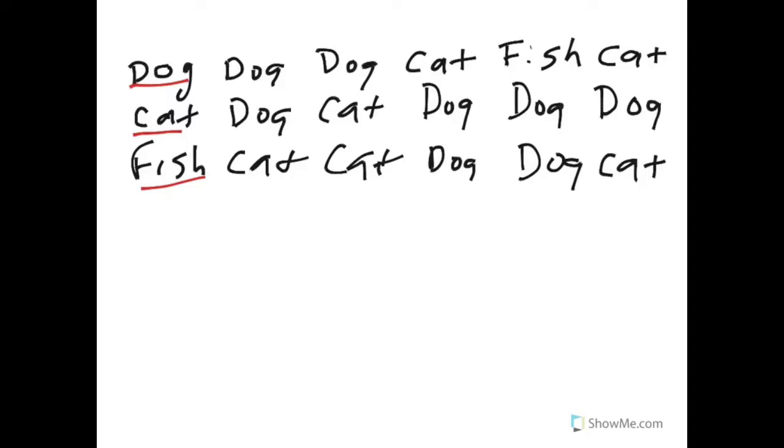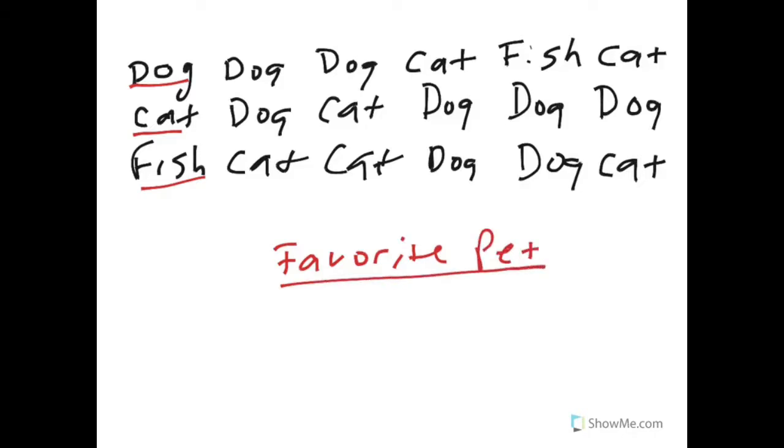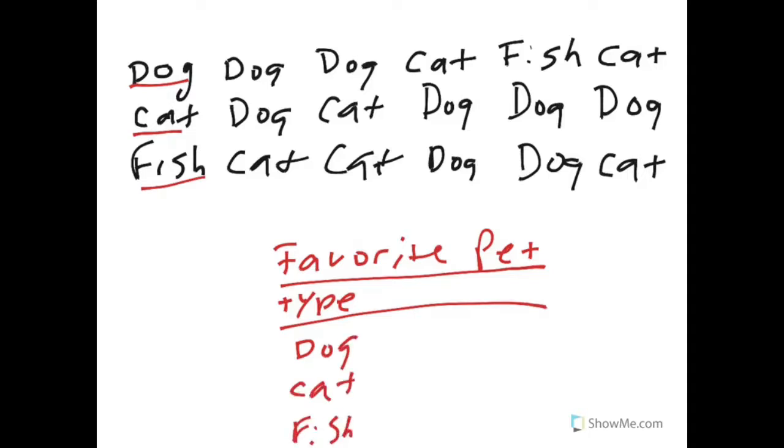If I was going to write a frequency table, well, first of all, I'm going to label it favorite pet. It's got to have a title, okay? I'm going to say the type, which of course would give us either dog, cat, or fish. I'm going to tally here, and I'll tell you what I mean by that in just a moment. And over here, I'm going to put the frequency.